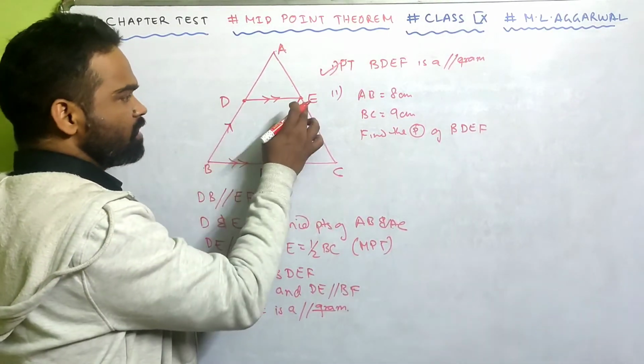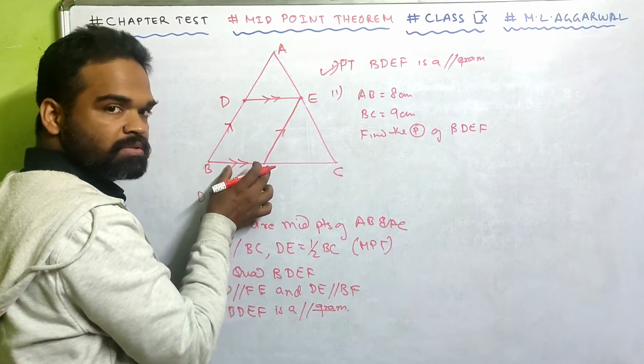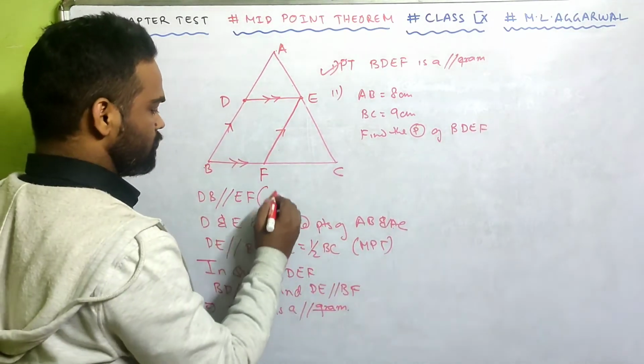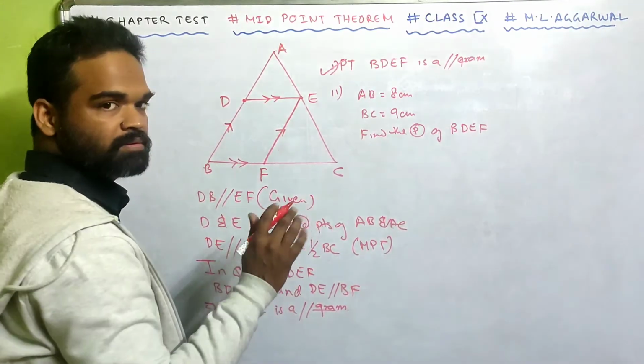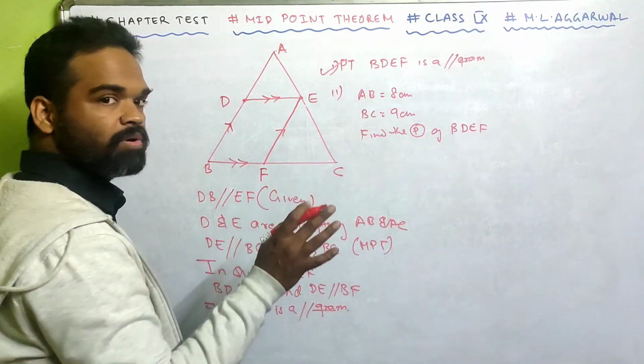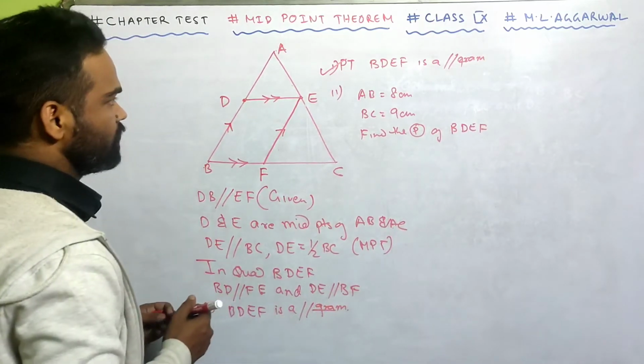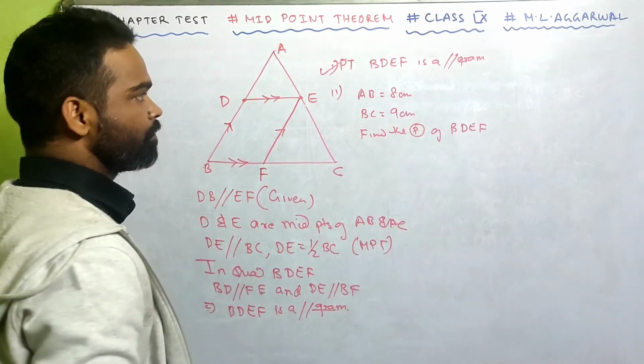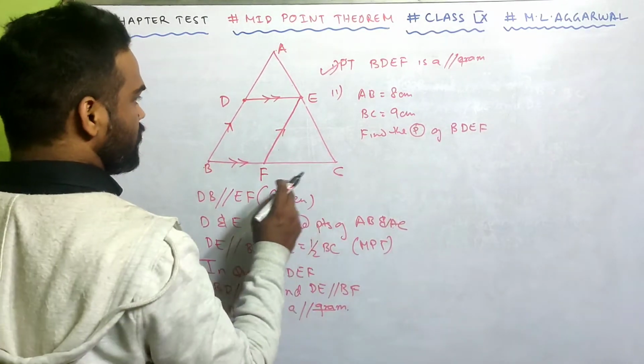Very easy. This and this are midpoints, so this is parallel to this. And this is parallel to this, already given to us. Yes or no? So it's a parallelogram. Now look carefully. Just be careful. First part is done. Part 2.